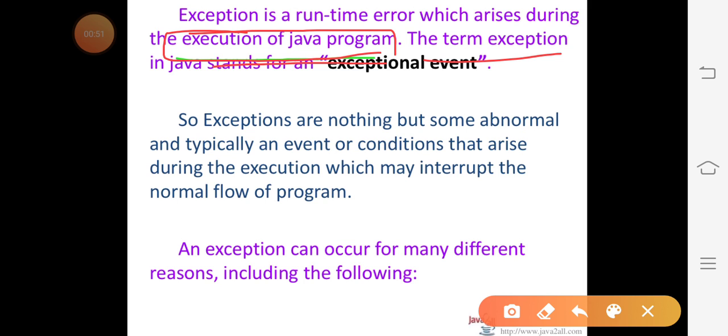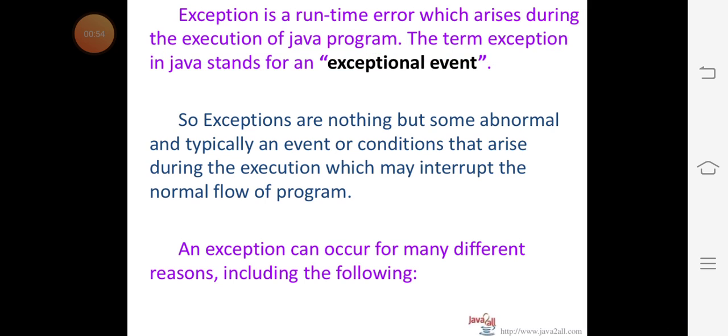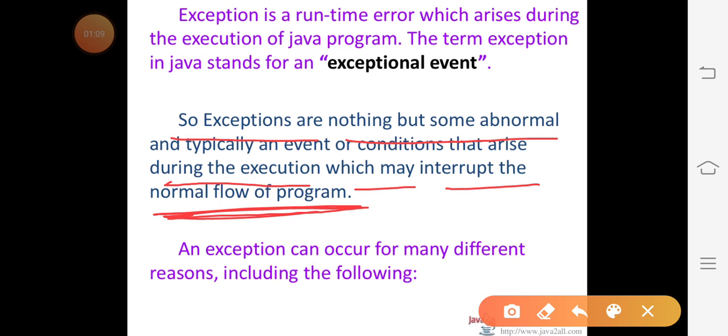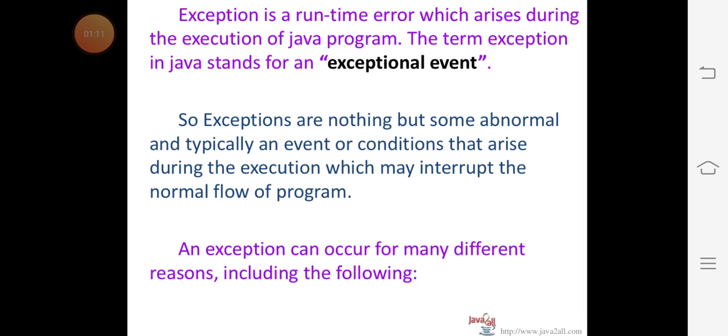The term exception in Java stands for exceptional event. Okay? Now next, exceptions are nothing but some abnormal and typically an event or conditions that arise during the execution which may interrupt the normal flow of program. Next, an exception can occur for many different reasons, including the following.